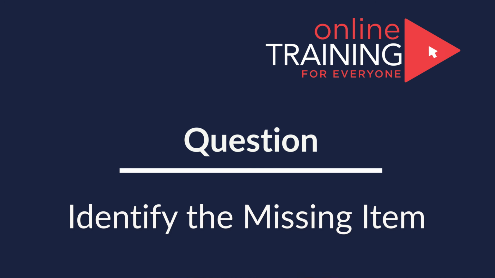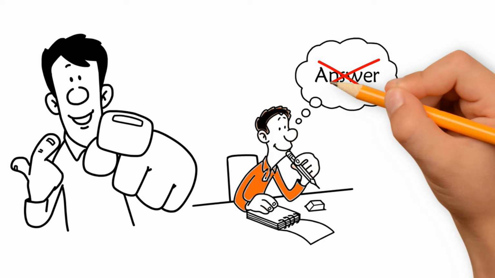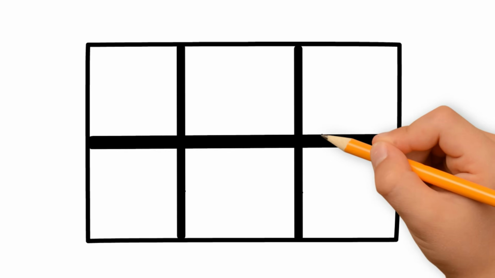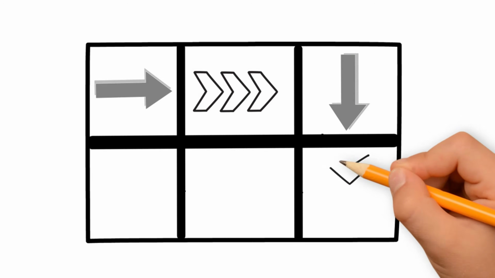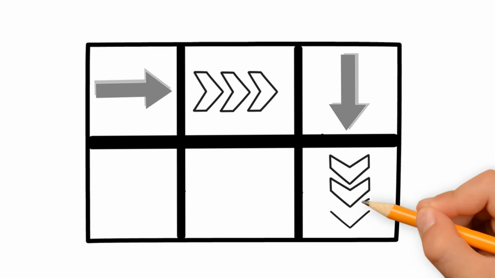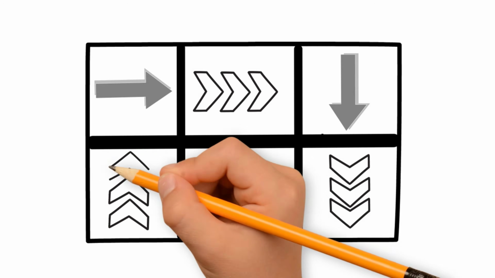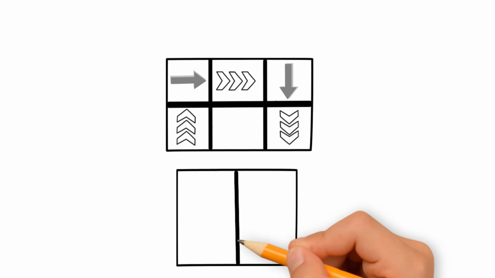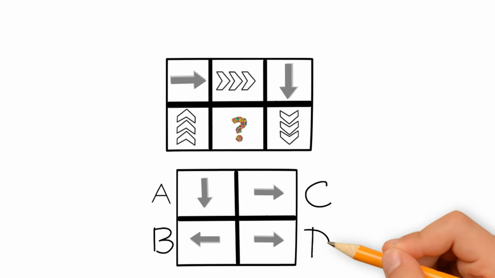I'm excited to share with you a cool question, which is easy to understand, but which doesn't have an obvious answer. You're presented with a 2x3 matrix. This matrix has arrows inside. There are two types of arrows: solid arrows, and then there are arrows that consist of three different shapes. There are 6 possible spaces in the 2x3 matrix. 5 shapes are present, and 1 shape is missing. You're presented with 4 different choices to identify the missing shape, which is highlighted by the question mark. You have choices A, B, C, and D.